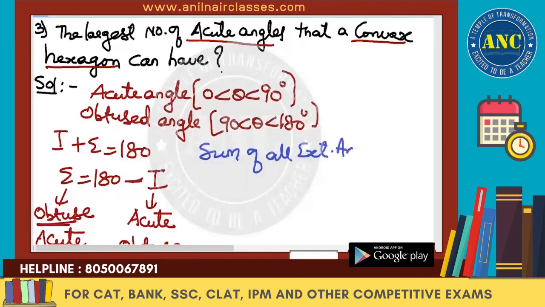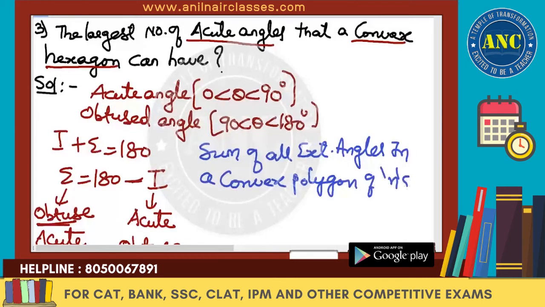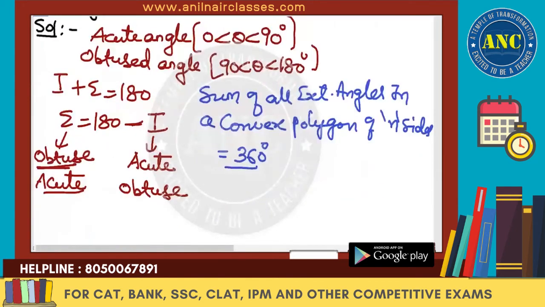Sum of all exterior angles. Sum of all exterior angles in a convex polygon of n sides is nothing but 360 degrees. Already we discussed that the sum of all exterior angles in a convex polygon of n sides is 360.